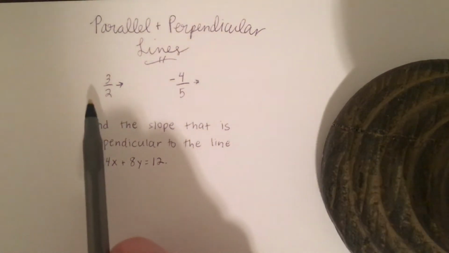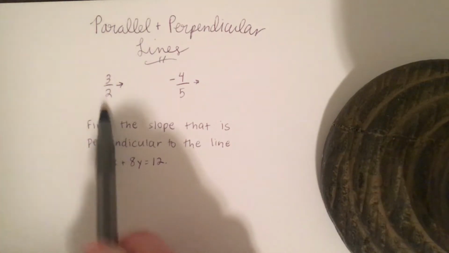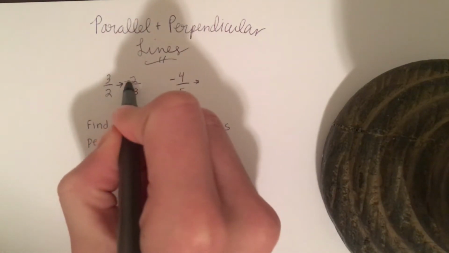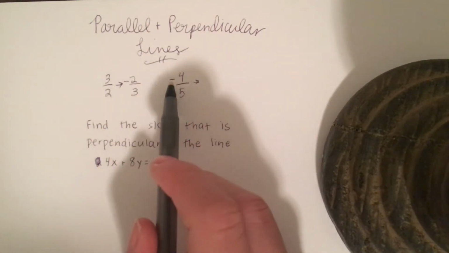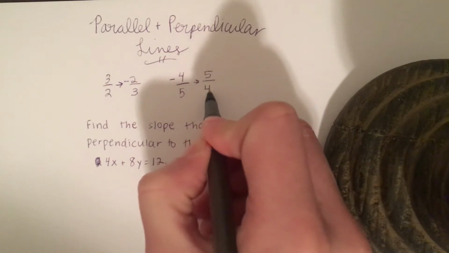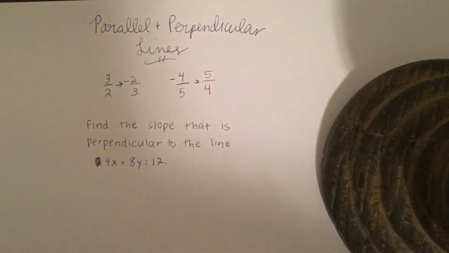So if you look at this slope here, if I have a slope of 3 over 2, the first thing I need to do is flip it. So I would flip it to make it 2 over 3 and make it the opposite sign. Same thing here, I've got negative 4 over 5, so I need to flip it. So the 5 is now going to be on top, and the 4 is now going to be on bottom, and it's going to be positive.